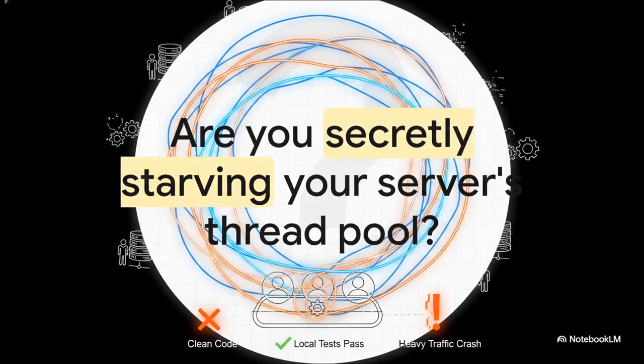Seriously, are you secretly starving your server's thread pool? It's a very real question. You know the drill. You write some clean-looking code, it compiles perfectly, it passes all your local tests with flying colors. But the absolute second your application gets hit with heavy user traffic, bam, it grinds to a halt or just crashes completely. Well, why does that happen? A lot of the time, the hidden culprit is bad asynchronous code. Today, we're going to uncover exactly how that happens and, more importantly, how you can prevent it.